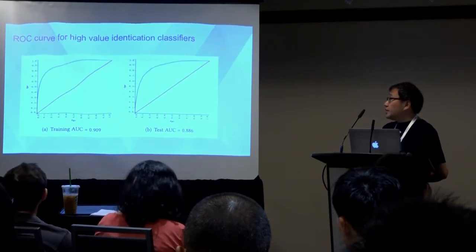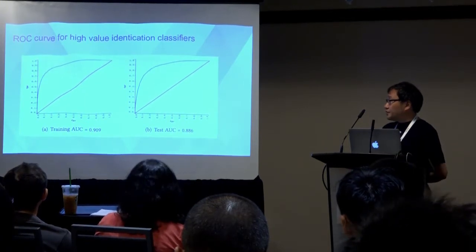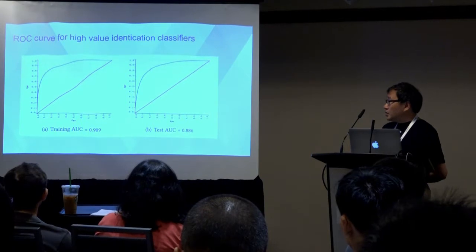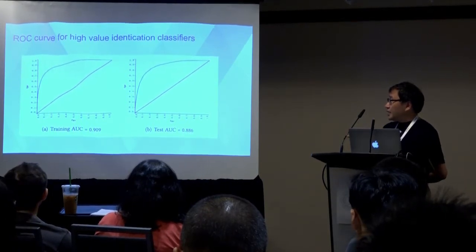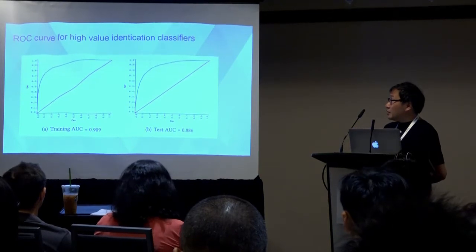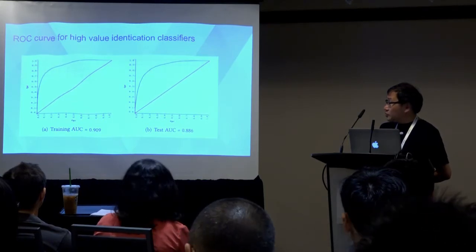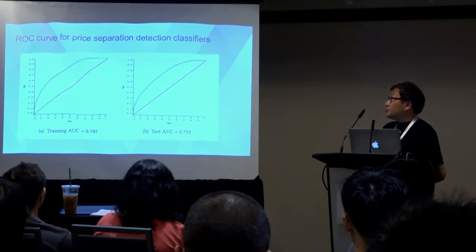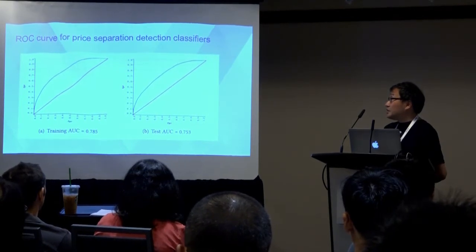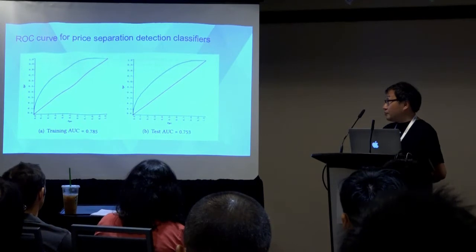Okay, those are the AUC after we build those cascade classifiers. The left hand side is the training data set, and the right hand side is the test data set. It's slightly decreased, but at least for detecting high value inventories, this classifier is doing a good job. And the next one, we also build a classifier to test if we can detect a huge gap between the first and second price, and this classifier does not perform as well as the previous one.